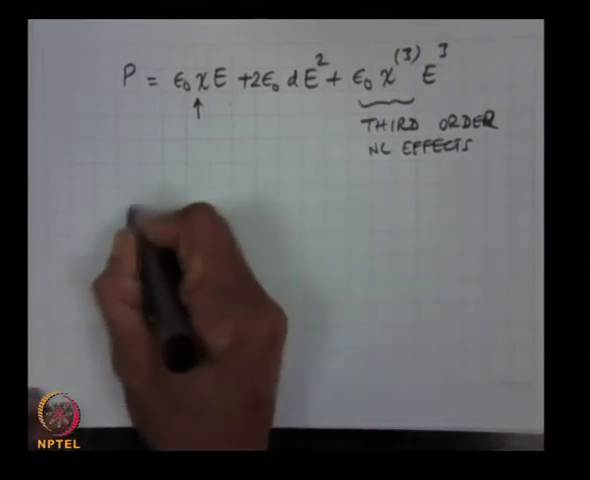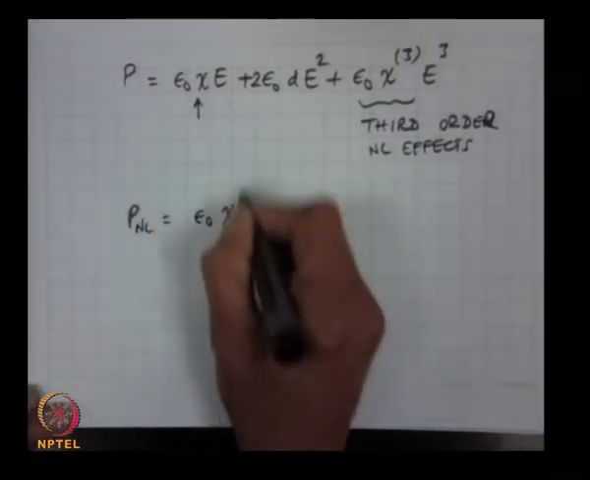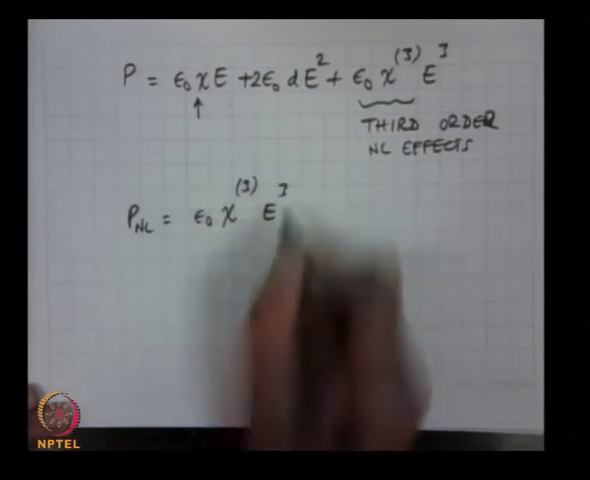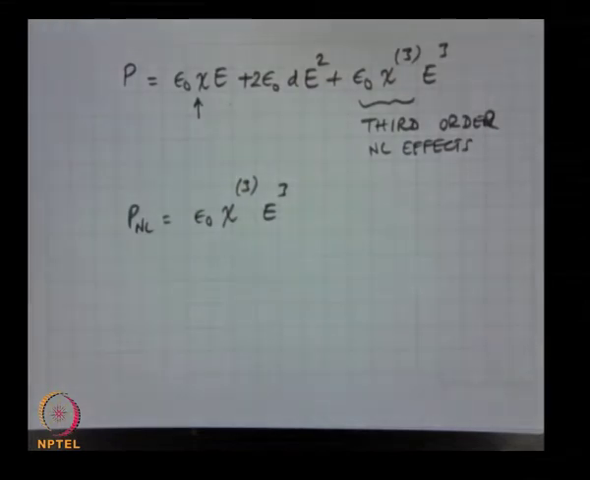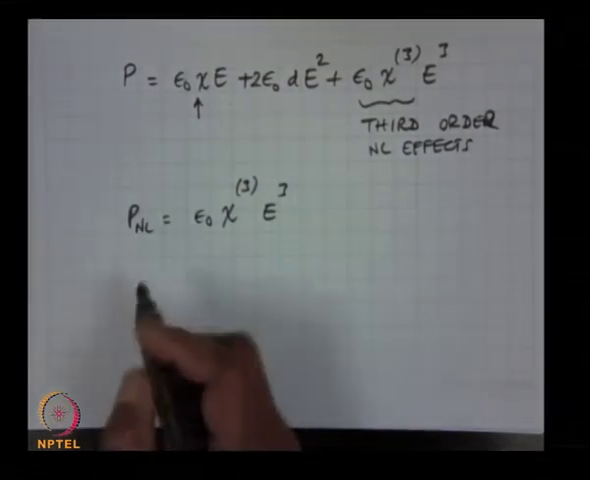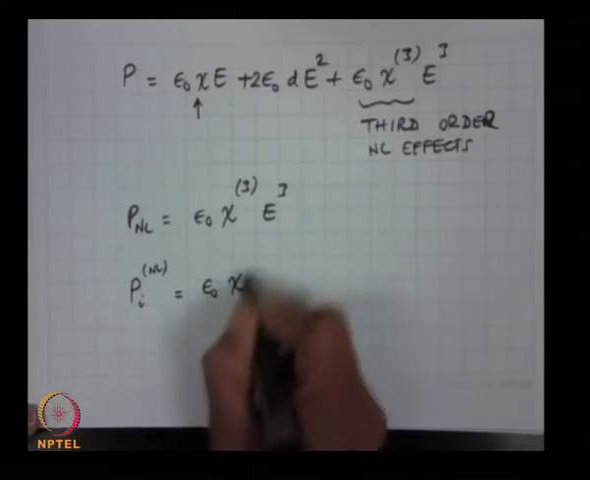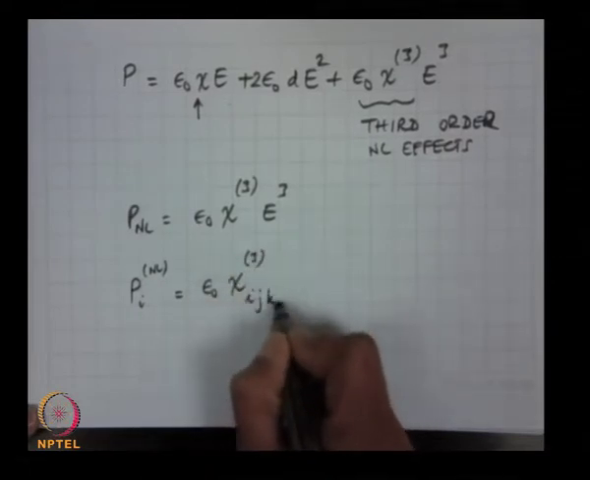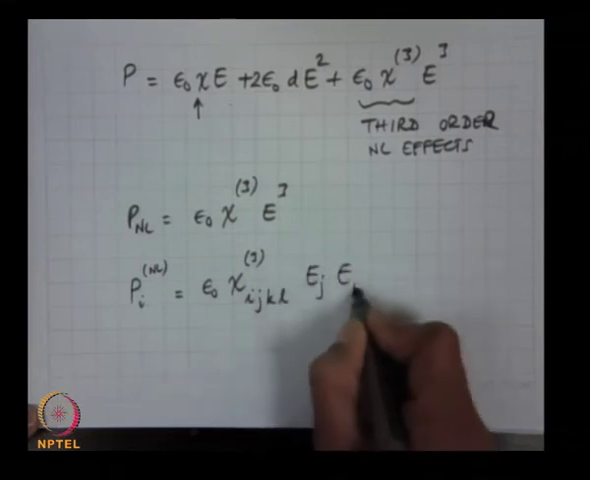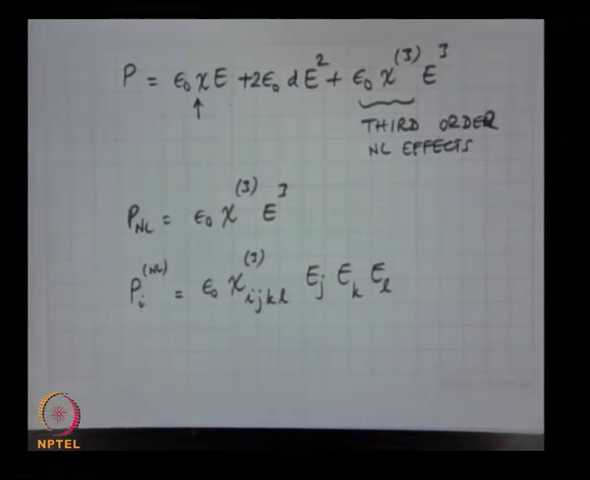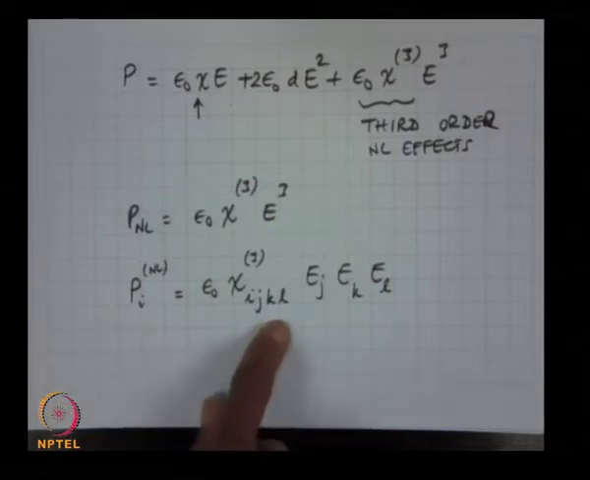Okay, so let's start. The nonlinear polarization term that we are going to look at is epsilon 0 chi 3 E cubed. Now I'm using a scalar notation here, but if I were to write in a complete vector form, I would have to write P nonlinear i equals epsilon 0 chi 3 ijkl E j E k E l. This was 2 epsilon 0 d ijk E j E k. Now that's chi ijkl E j E k E l. So that's a 3 cross 3 cross 3 cross 3 matrix. It's a tensor.